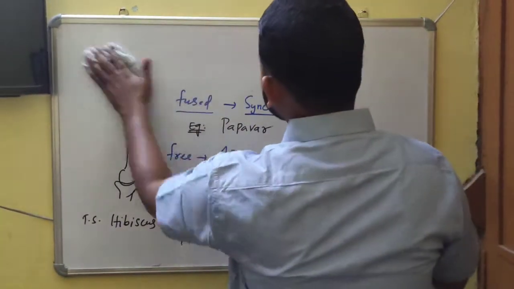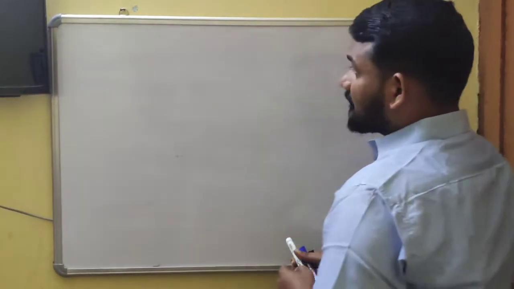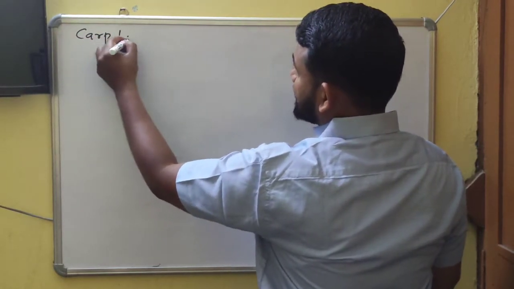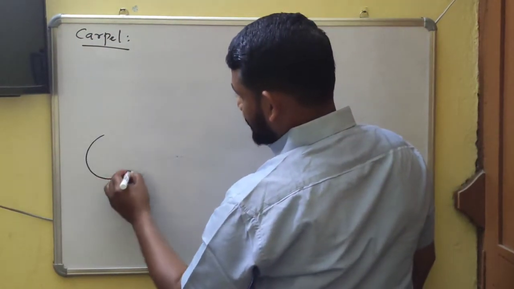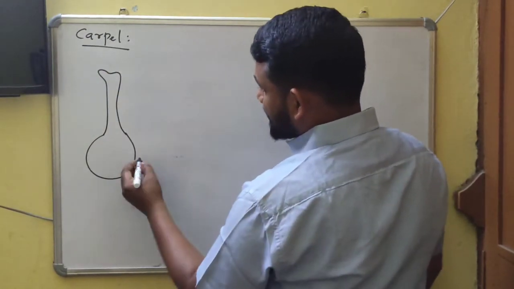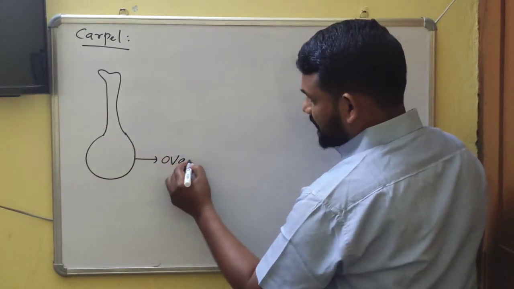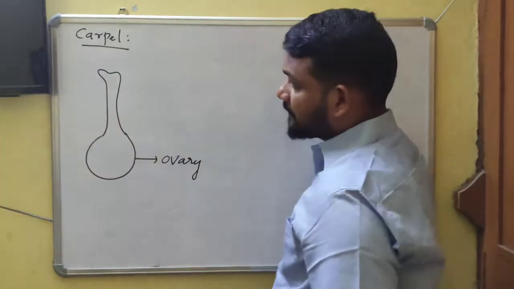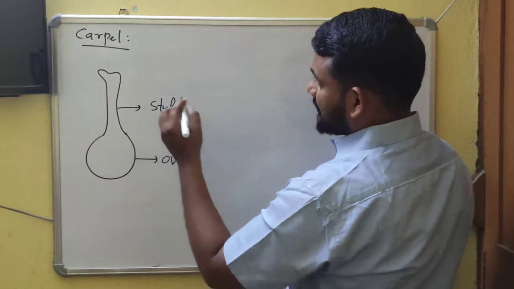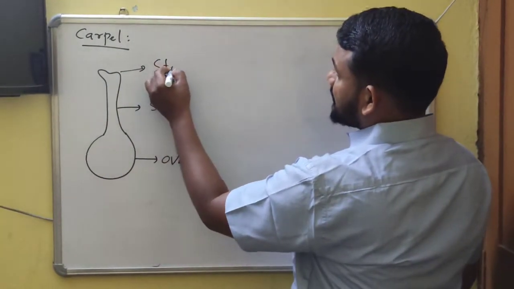Then each part of gynoecium is called carpel. Each carpel is also called megasporophyll, and each carpel has three parts. This is the diagram of a carpel. This is the basal part, which is swollen, and this swollen part of the carpel is called ovary. This is the long tube-like structure, known as style. And this is the upper receptive part, known as stigma.